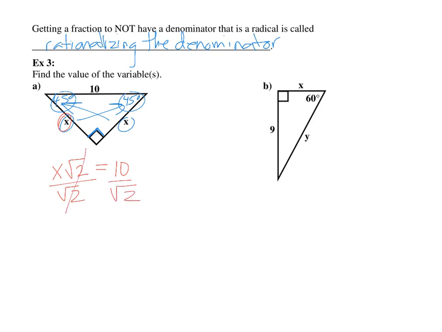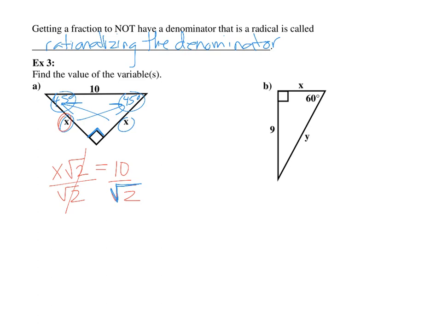Okay, now you should be done at this point. You've isolated x. But typically in mathematics, they don't want the answer stated with a denominator that's a radical, or a square root. A square root is just one type of radical. You're going to learn many more in the future. All right, so now what do?